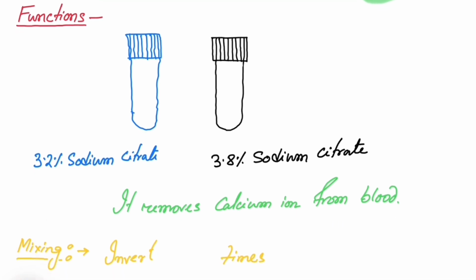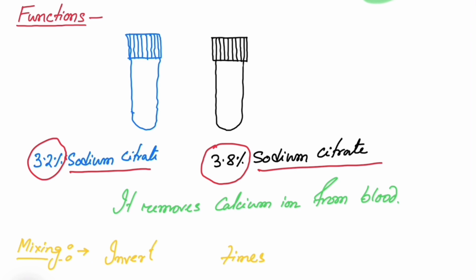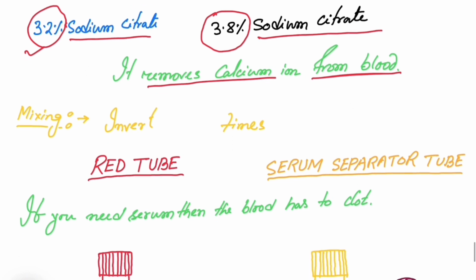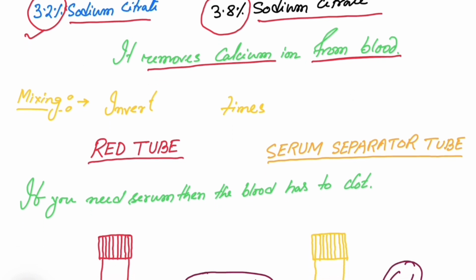What are the functions of sodium citrate? The previous tube was the blue tube, which also contains sodium citrate. The black tube also contains sodium citrate. The only difference is the strength, the percentage. In black we use 3.8%, in blue we use 3.2% sodium citrate. The function of both the anticoagulants is the same. Its function is to remove the calcium from the blood. It will bind with the calcium ion in the blood, and form some other complex, and make the calcium ion unavailable, which will prevent the clotting. How about mixing?